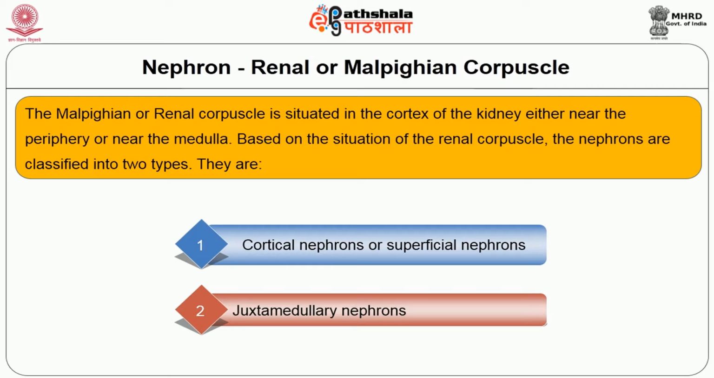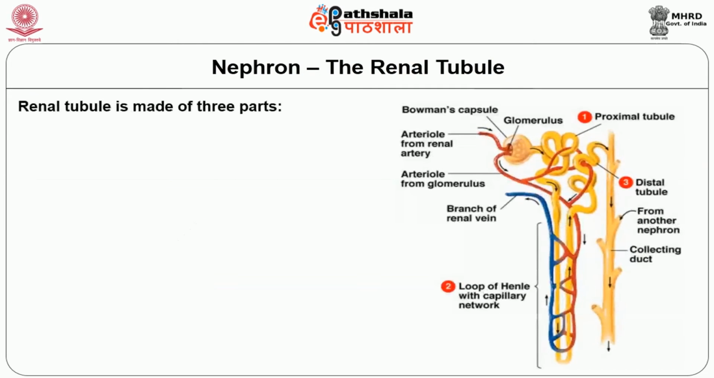Next type is the juxtamedullary nephrons. Nephrons with corpuscles in the inner cortex near medulla or corticomedullary junction are called juxtamedullary nephrons. We will deal with the juxtamedullary nephrons or juxtaglomerular apparatus in a short while from now. Let us continue with the next part of the nephron, namely the renal tubule.